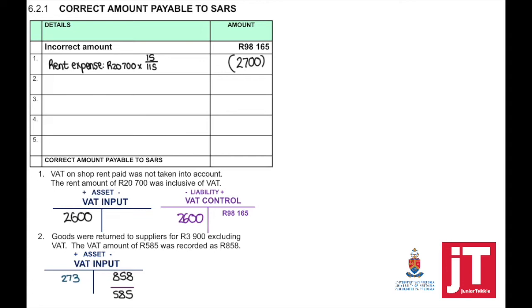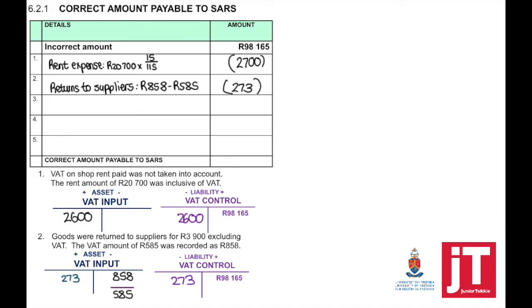That input will be debited, which means our assets will increase. But what effect will that have on the VAT control account? If VAT input is debited, it means my VAT control account will be debited. That will have a negative effect on the balance. So for number 2, returns to suppliers, make sure you show your calculations, and that 273 must be shown in brackets because that will decrease the amount payable to SARS.